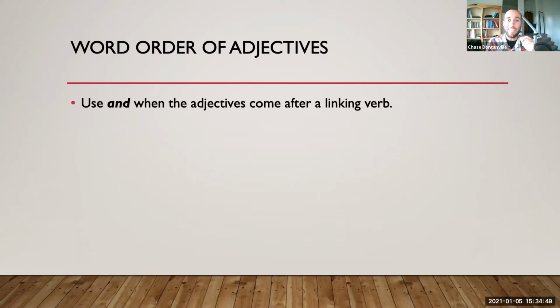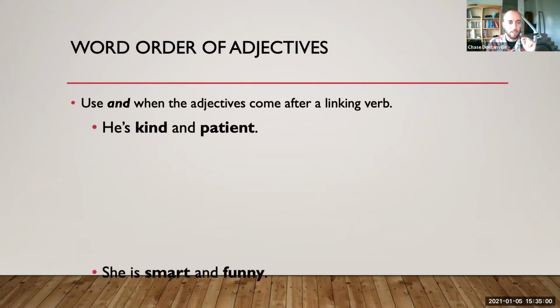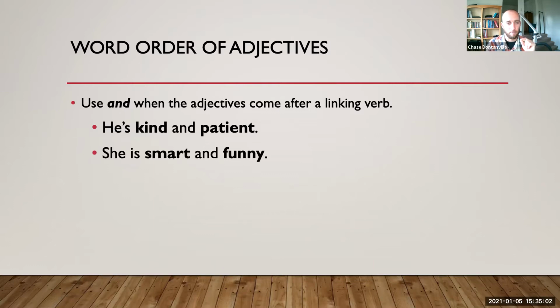Finally, use and when the adjectives come after a linking verb. So he's kind and patient. He is the linking verb. She is smart and funny. They are young and rich. Okay, so all of these have a linking verb, so we use and.